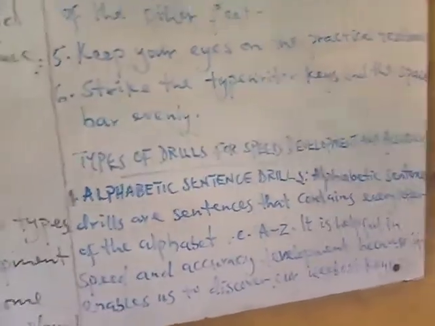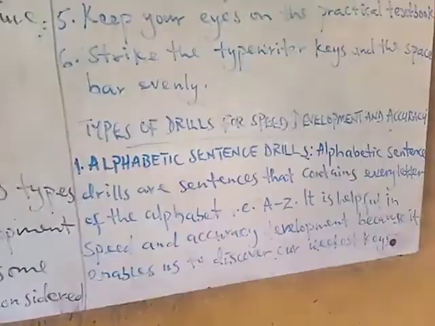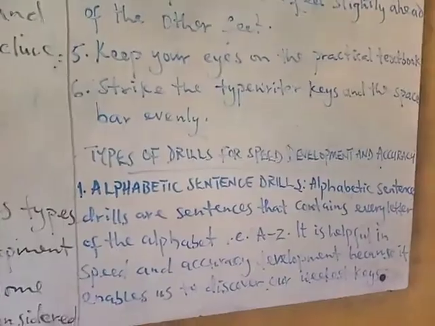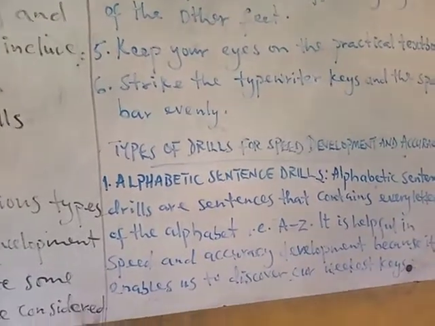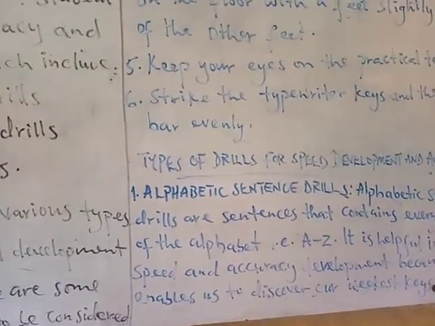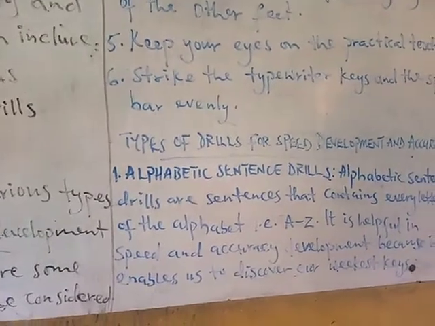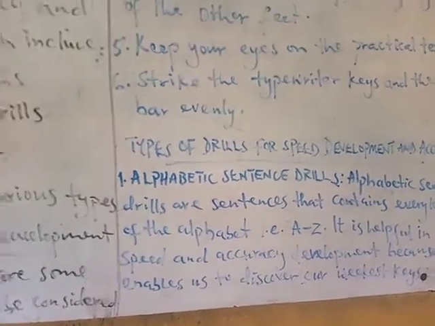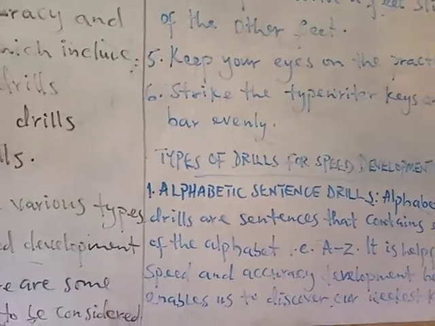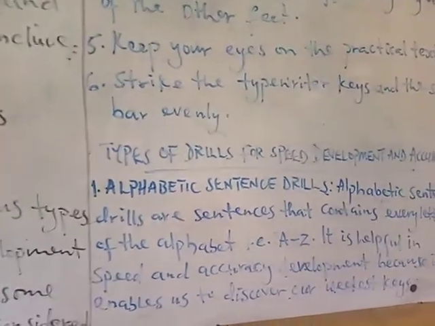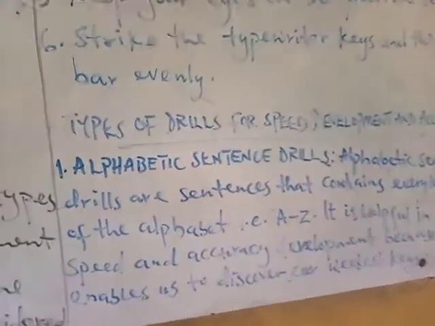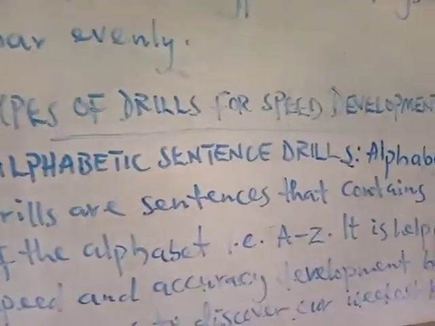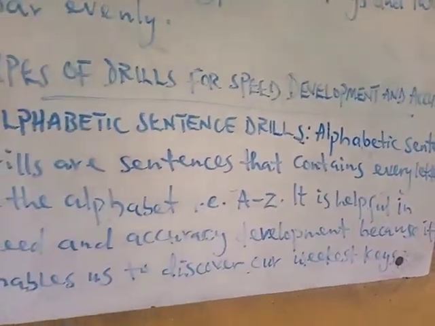Types of drills for speed development and accuracy. One, we have the alphabetic sentence drills. Now here, the words alphabetic sentence drills simply mean drills that contain sentences that have all the alphabets in them. So when you hear the words alphabetic sentence drills, it means that the exercise contains all the alphabets. That is, in essence, A to Z is contained in that drill for you to practice with.